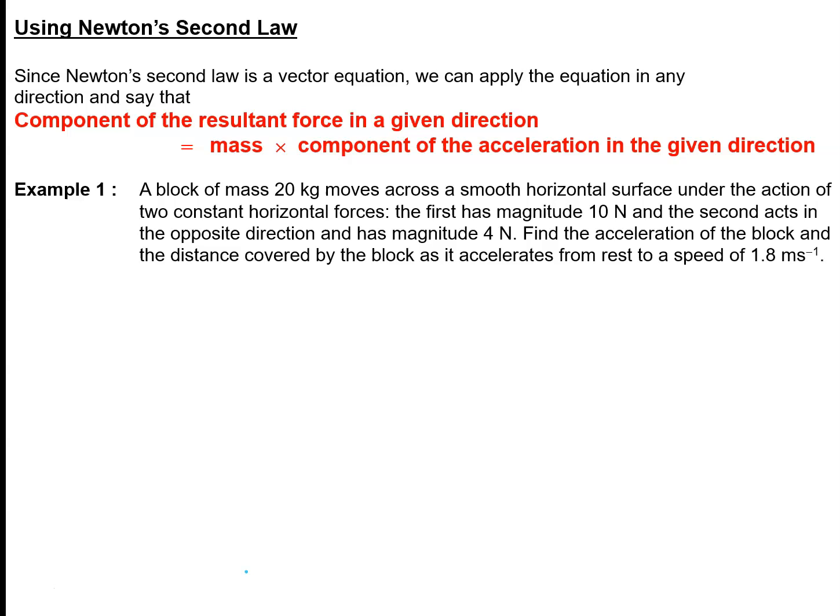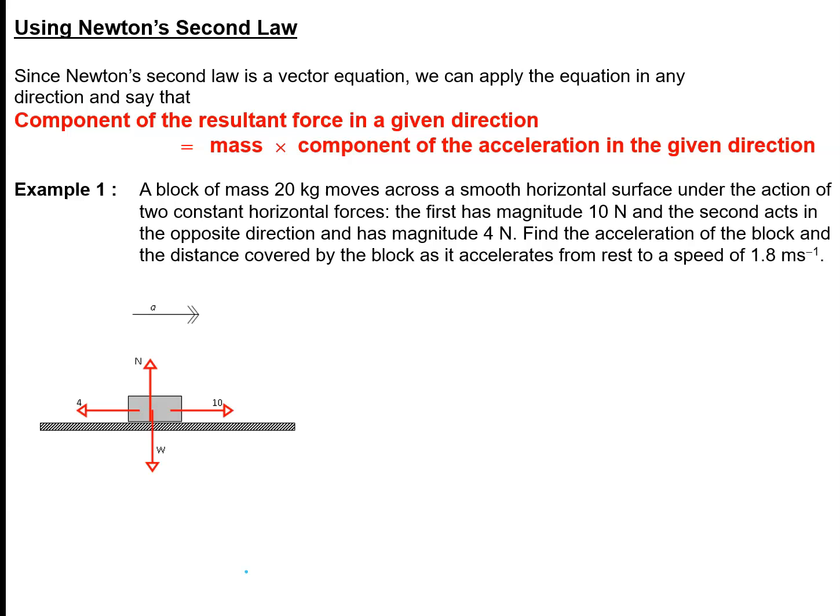A block of mass 20 kilograms moves across a smooth horizontal surface under the action of 2 constant horizontal forces. The first has magnitude 10 newtons and the second acts in the opposite direction and has magnitude 4 newtons. Find the acceleration of the block and the distance covered by the block as it accelerates from rest to a speed of 1.8 meters per second.